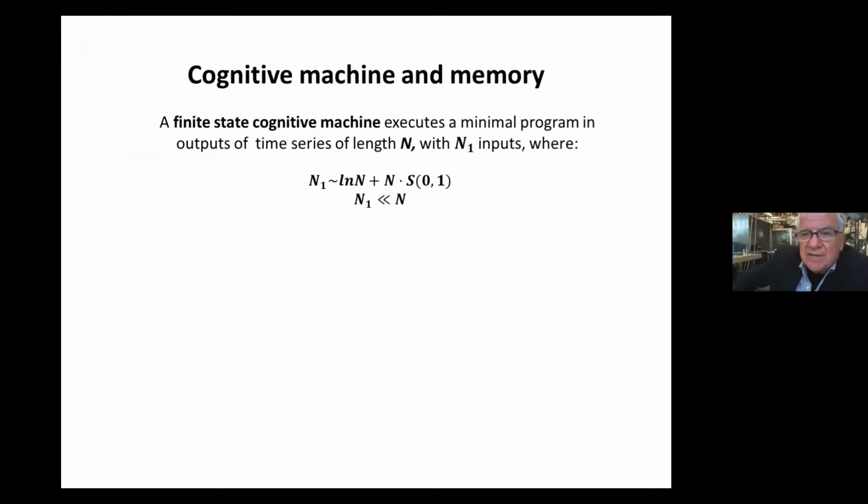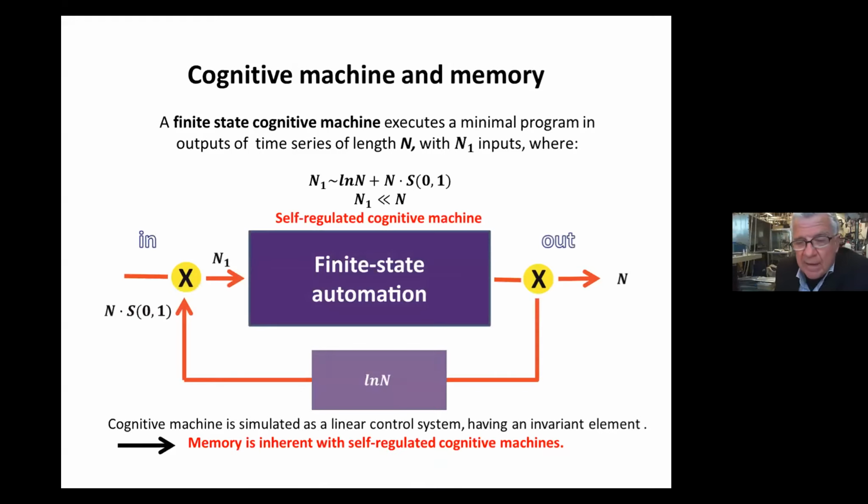Next, a finite state cognitive machine executes a minimal program in outputs of time series of length n, with n1 inputs, where the number of inputs equals the logarithm of the number of outputs plus the logarithm of the product of outputs with information entropy. Therefore, a cognitive machine in the first order is approximated as a linear control system, taking into consideration the fact that these systems have an invariant element, which is the polynomial part of the Laplace transform of the input-output transfer functions. It is obvious that the functionality of the self-regulated cognitive machine is inherent to memory functionality.